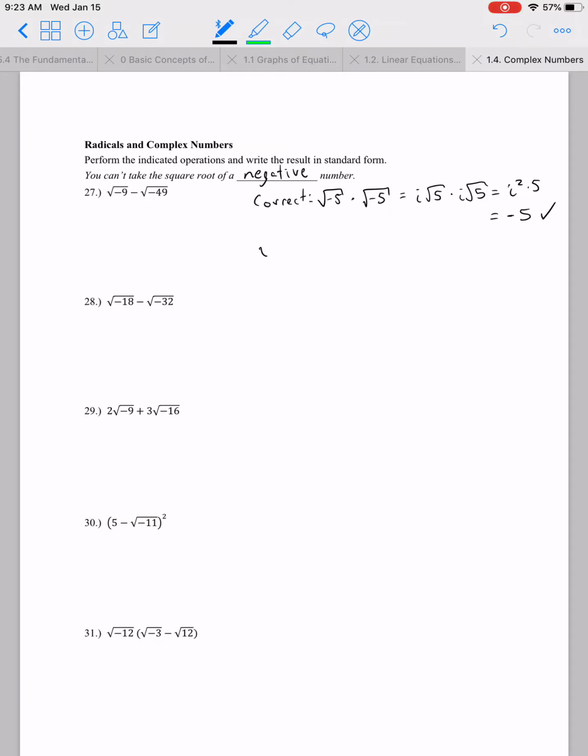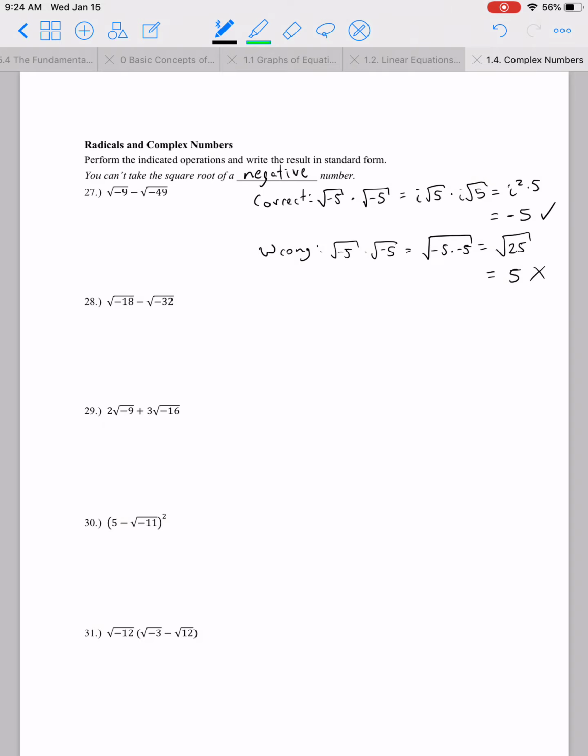What you don't want to do is take this and say, all right, square root of negative 5 times square root of negative 5, and make it the square root of negative 5 times negative 5, because what you'll end up with is the square root of 25, which is 5, and you'll get the wrong answer. So don't do it that way. Make sure you're treating these as imaginary numbers.